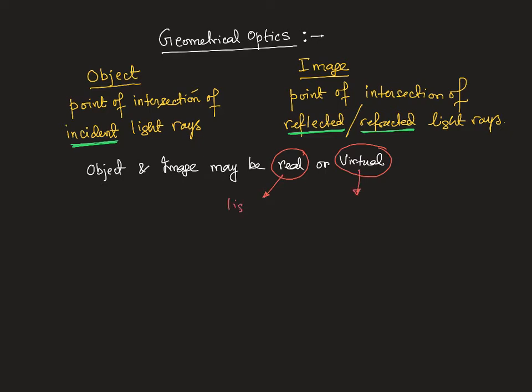So real when the light rays actually meet or really meet, or actually intersect, and virtual when the light rays appear to intersect. Rather, I can say light rays do not actually intersect. I mean, if you extend the light rays, that will intersect. That is virtual.